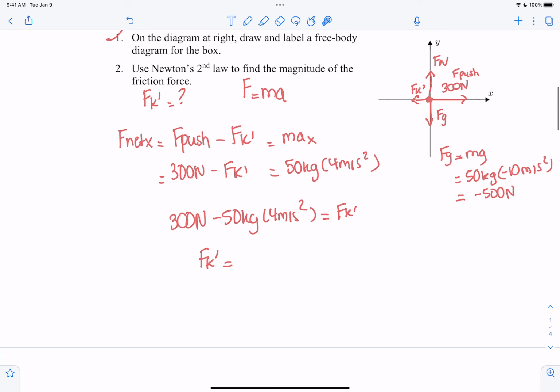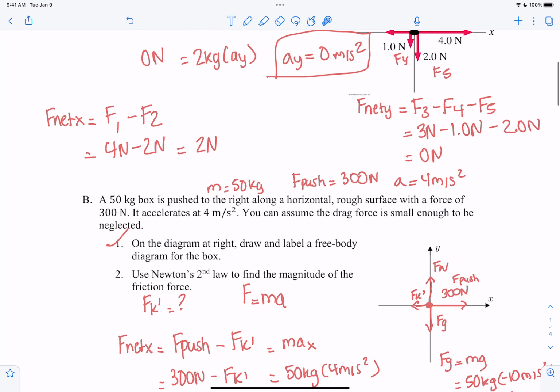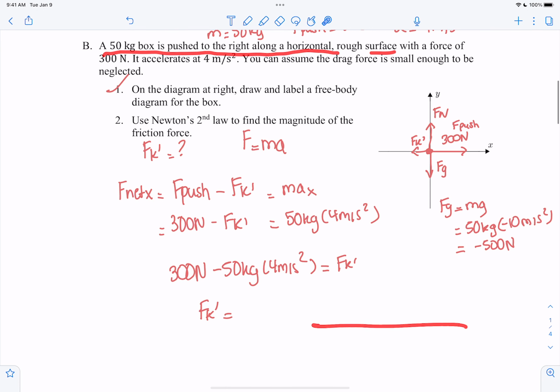So we have a question here about Fk prime, how I made the Fk prime distinction. Do you mean how I know that it's kinetic friction and not rolling friction or sliding friction? Okay, so for Fk prime, the way I figured out that it was kinetic friction and not static friction or rolling friction is that it says the box is being pushed to the right along a horizontal surface. So I'm pushing this box along the horizontal surface, right?